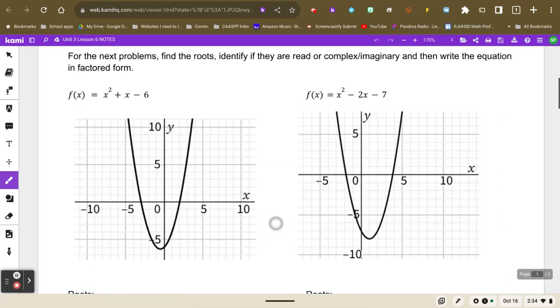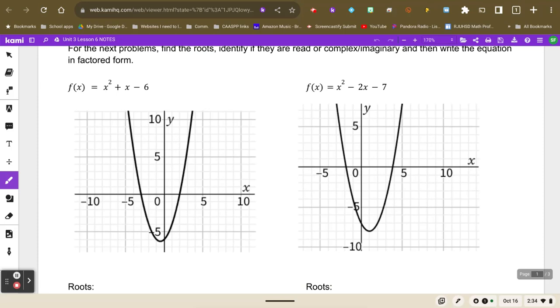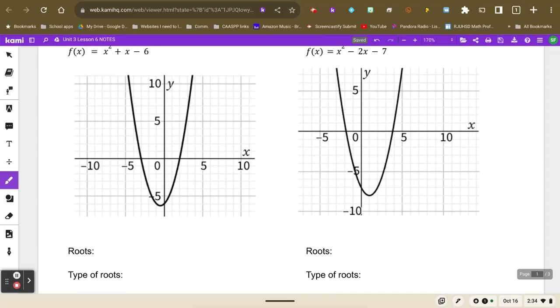All right. So now we're going to decide if they are real or complex imaginary. If we look at the problems, we're going to find the roots, and if they're real or complex imaginary, then write the equation in factored form. So here are roots. We have 2 roots because it crosses twice. Okay, they are real, because they cross at -3, 0, and at 2, 0.